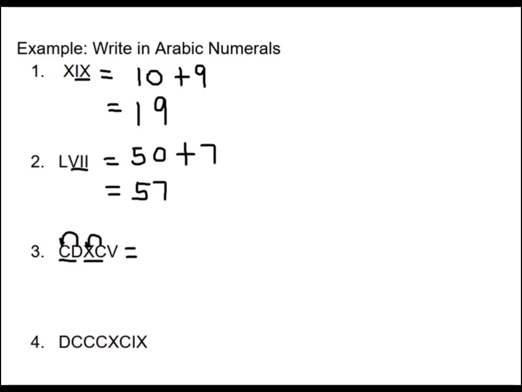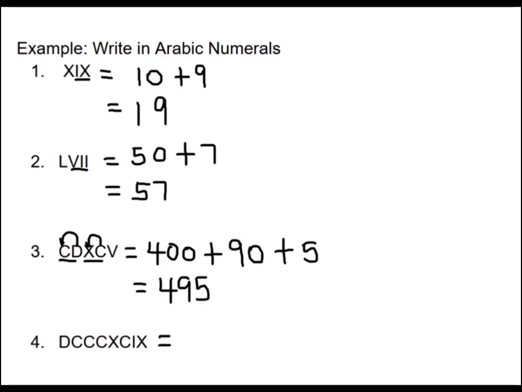So I'm going to write this out. So CD, that's 400. Then XC, that's 90, and 5. Can you see that? Very simple. So 400 plus 90 plus 5, that is going to give us 495. So let's move to the next question.